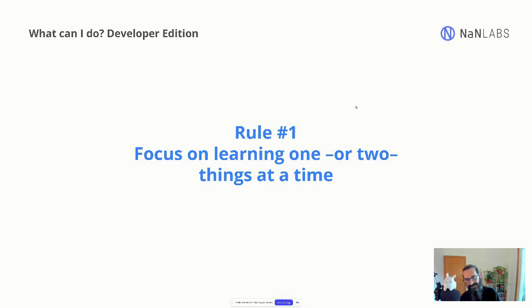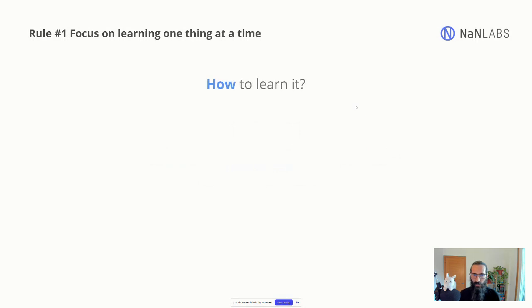Rule number one. I threw you a lot of icons in the beginning, like 200 plus, but it's impossible to start learning all of those. I will even question if we can truly learn all of them. But my suggestion from number one is learn one thing at a time, maybe two. And how do we do this?